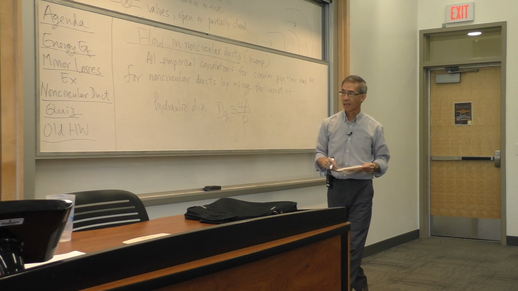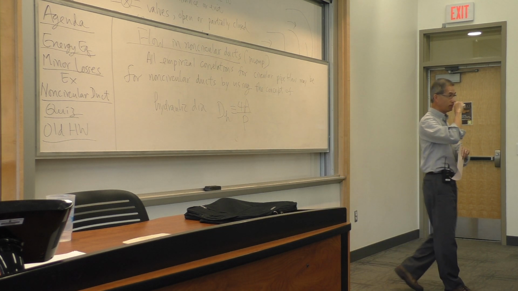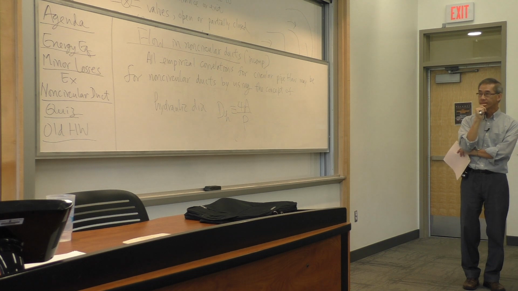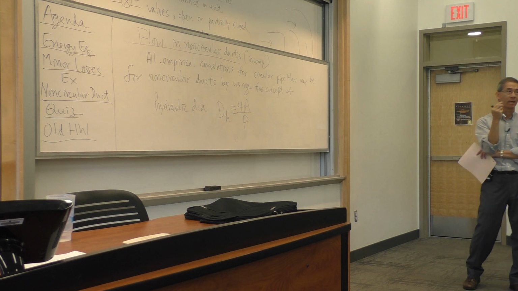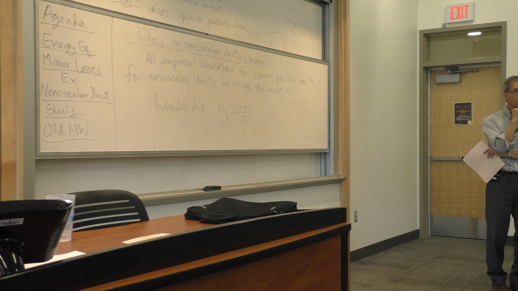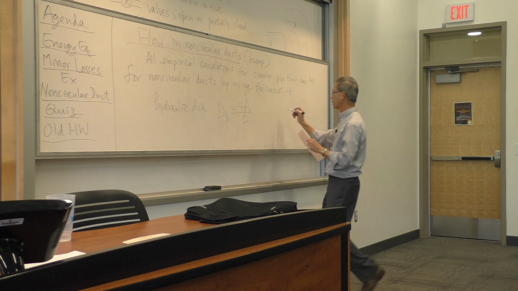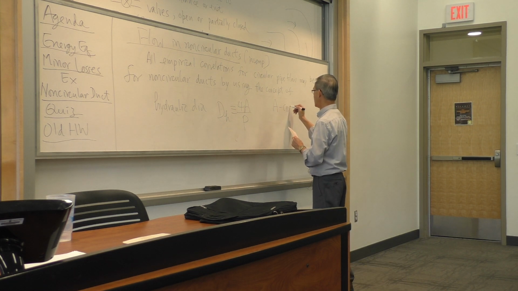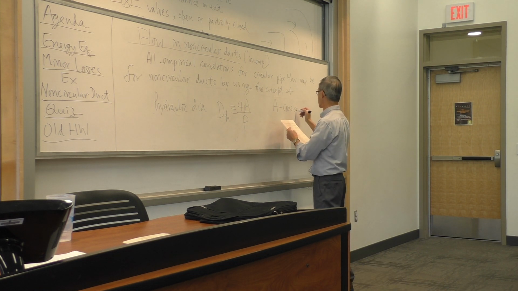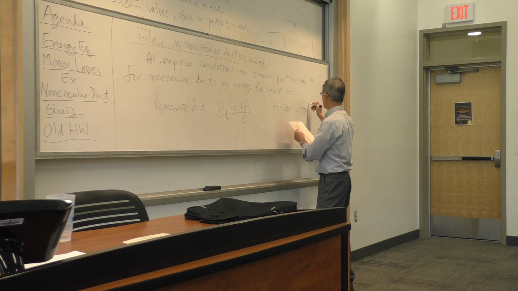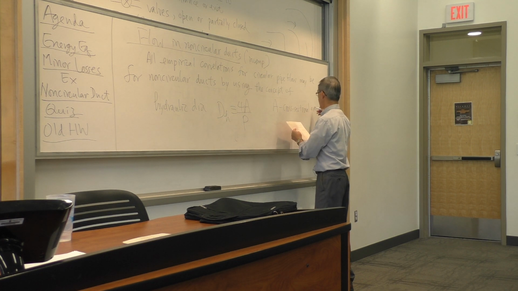Obviously the hydraulic diameter has the same unit as length, meter. For the circular pipe, the diameter is the same as the hydraulic diameter. But for a rectangular pipe or duct, it is 4 times the cross-sectional area, A, divided by the perimeter, P.